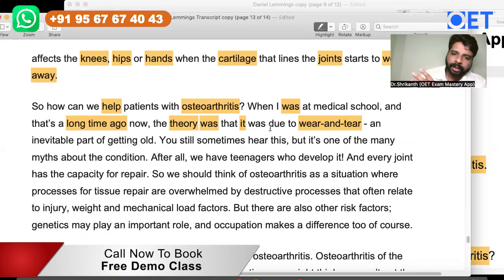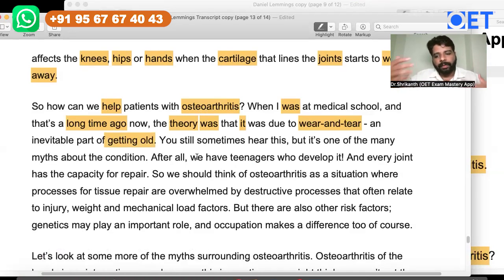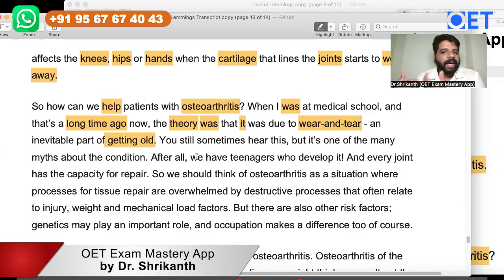So this is an old theory. It was due to wear and tear, an inevitable part of getting old. So as the human body ages, we walk, we run, so a lot of wear and tear is happening. And because of this wear and tear, the theory was people get osteoarthritis. This is a very old theory.